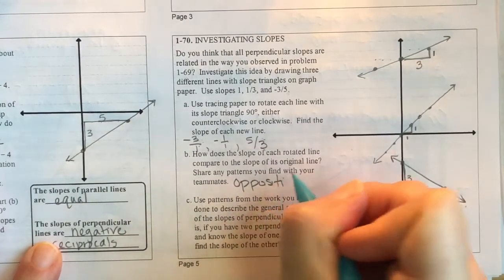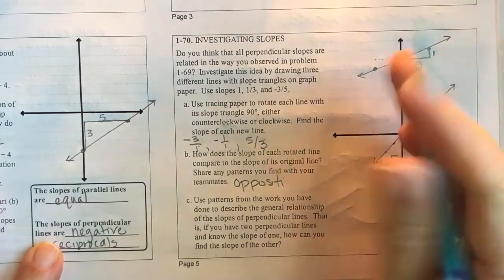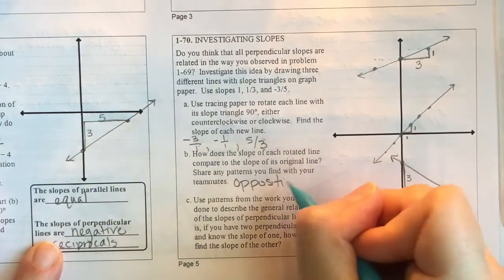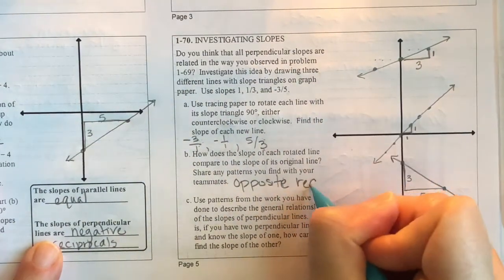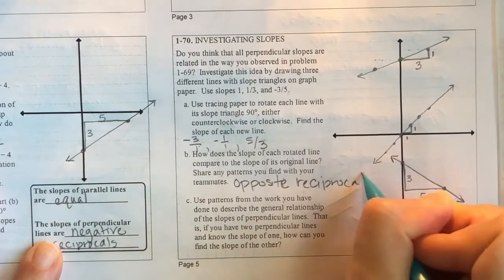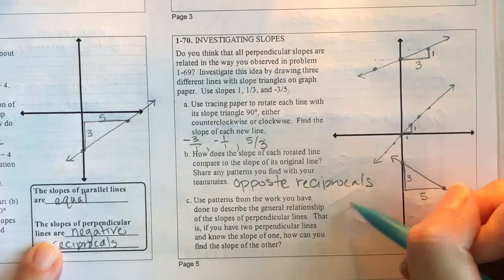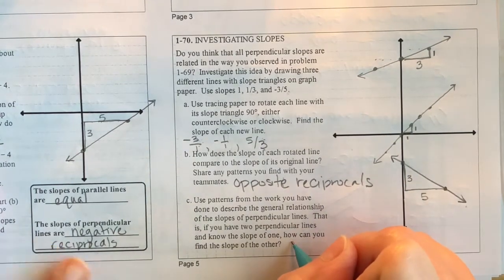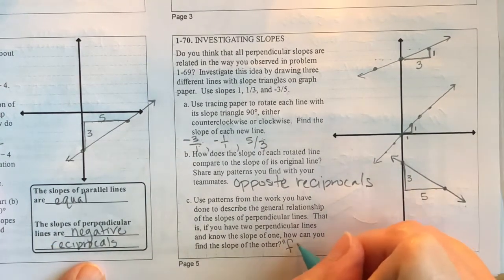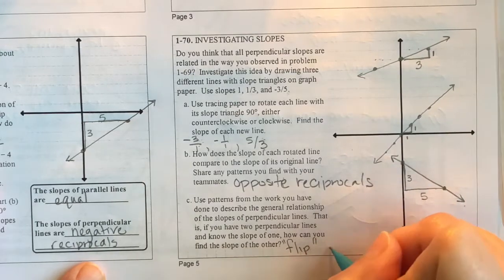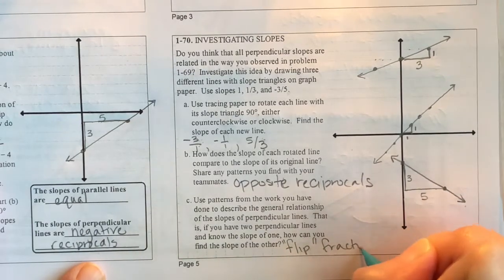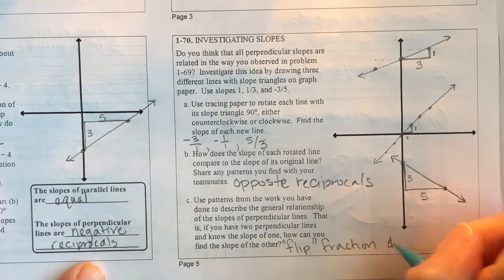So we are still seeing opposite or negative reciprocals. And again, you can call it either one, opposite. Making sure I'm spelling that right. Okay, so opposite reciprocals or negative reciprocals. Use the patterns from your work you have done to describe the general relationship of the slopes of perpendicular lines. We have done that already, so we are going to put it in your terms, flip the fraction and change the sign.